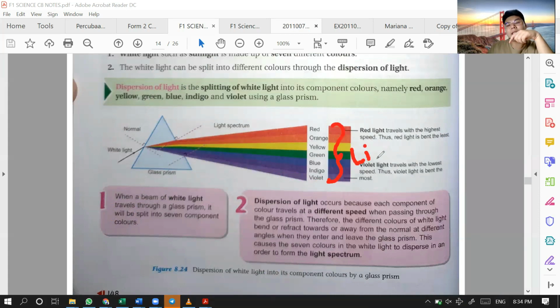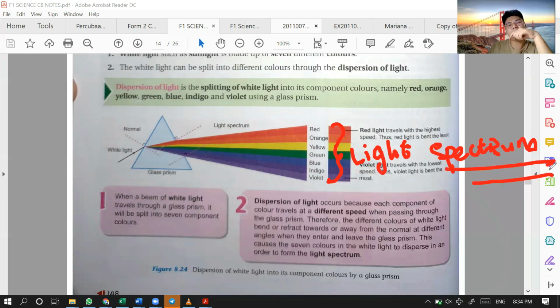We call them the light spectrum. Remember this name, the light spectrum. Whenever you see a question in your exam paper about the light spectrum, it is talking about the 7 colors: red, orange, yellow, green, blue, indigo, violet. If you're from primary school, Chinese school, then you will perhaps memorize it in Chinese. Up to you. No problem.